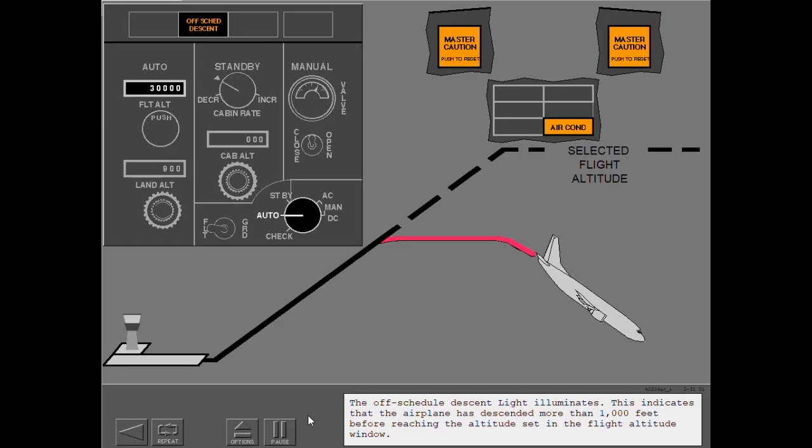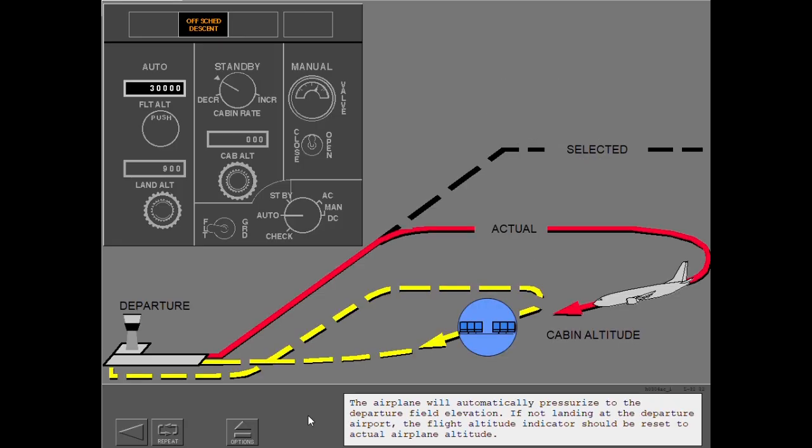The off-schedule descent light illuminates. This indicates that the airplane has descended more than 1,000 feet before reaching the altitude set in the flight altitude window. The airplane will automatically pressurize to the departure field elevation. If not landing at the departure airport, the flight altitude indicator should be reset to actual airplane altitude.